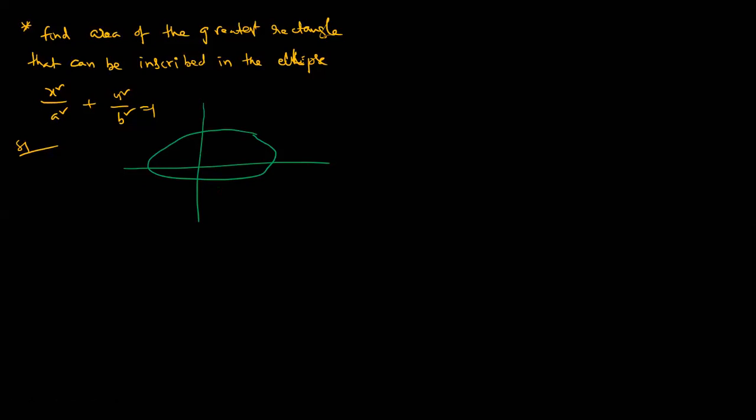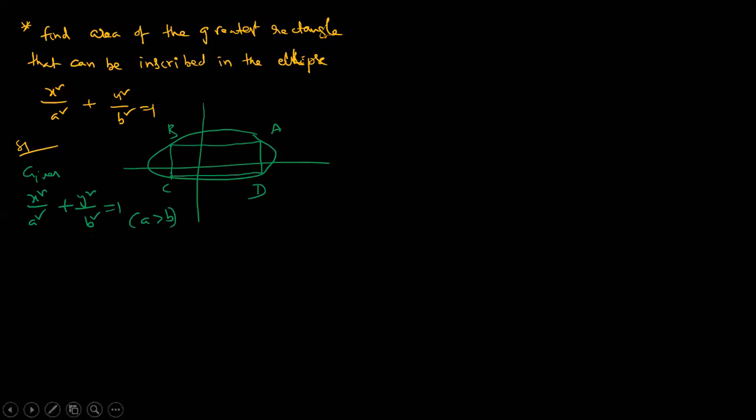How to find this one? Rectangle is inscribed, so what do you see? I'm drawing a rough diagram, dear students, like that: A, B, C, D. In this case, given x square by a square plus y square by b square is equal to 1. You should understand a is always greater than b in these cases, if they are missing. Now choose ABCD as a rectangle. What are the coordinates of the point here? That is a cos theta comma b sin theta.